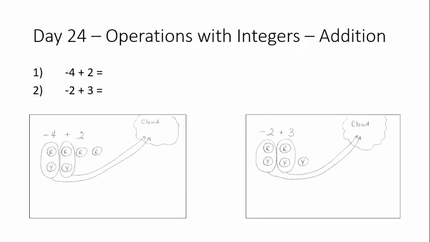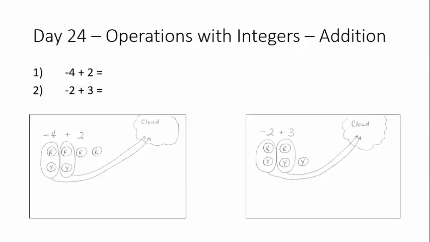Moving on to the next 2 addition problems. The first one is -4 plus 2. Again, I represent both add-ins. -4 is represented with the 4 red counters. 2 is represented with the 2 yellow counters.